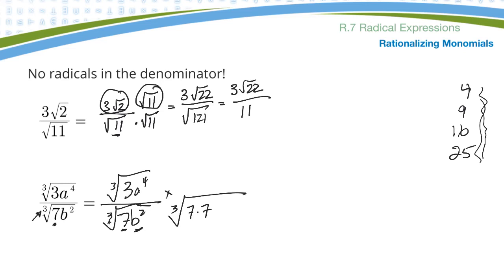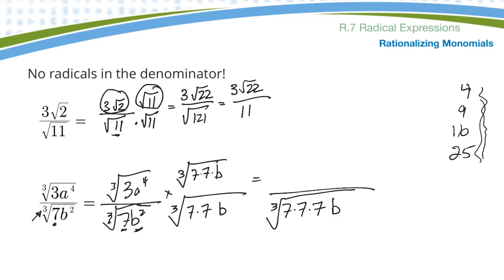I have 2 b's there already. I'm just going to multiply it by another b, because then I'll have 3 b's. I'll be able to bring it out of the radical. Now, if I do that on the bottom, I have to do the same thing on the top. So on the bottom, I'm going to have the cube root of 7 times 7 times 7, b squared, or b times b times b. And just finishing off that, 3 7s bring 1 out. 3 b's bring 1 out. Notice there's no radical now on the bottom.